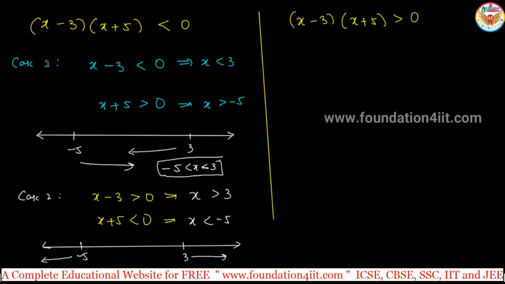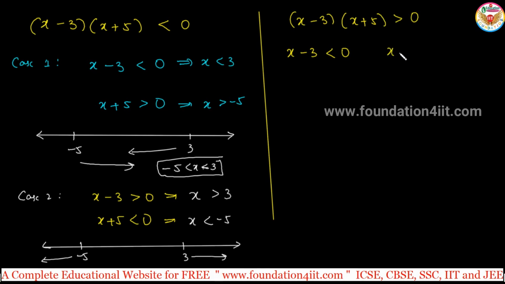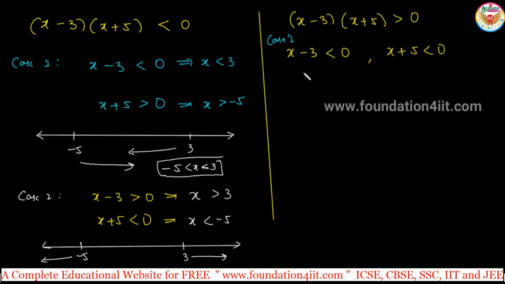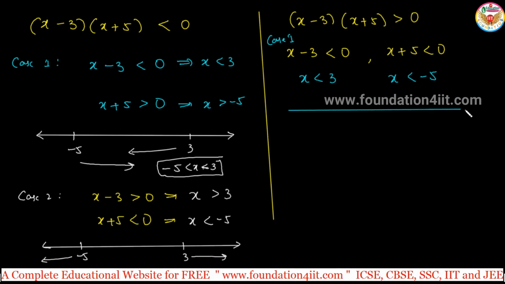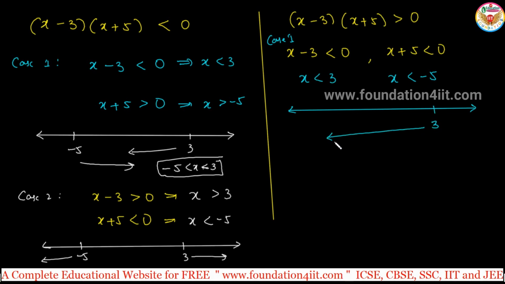In the same way, if the product is greater than 0, both should be positive or both should be negative. So let me take both negative. X minus 3 is less than 0, x plus 5 is also less than 0, you can take for case 1. In this case, x is less than 3 and x is less than minus 5. On the number line, x is less than 3: 3 is here, less means all values on this side.